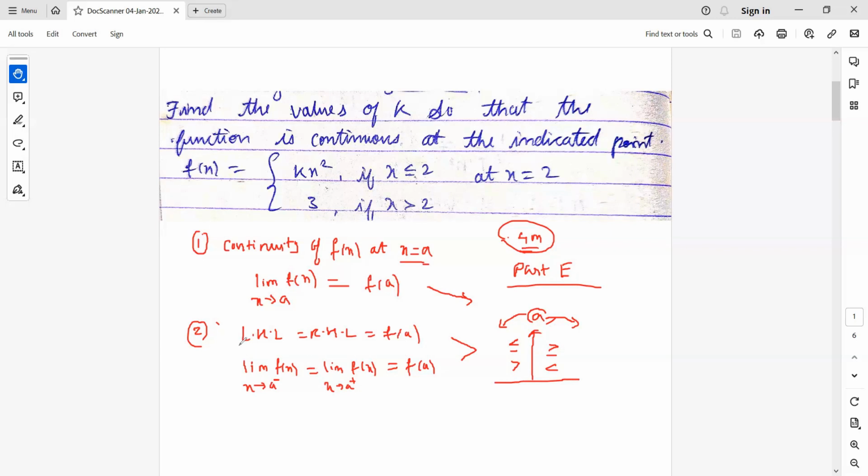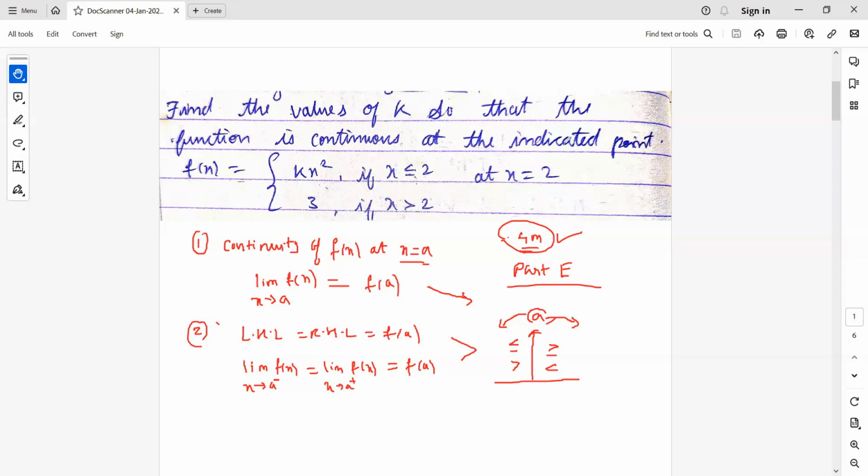The second definition states that LHL is equal to RHL is equal to f of a. We need to make use of these 2 conditions, and using these 2 conditions we can discuss the 4-mark question over here. A 4-mark question occurs every year in this. So we will continue. It is a part E question.